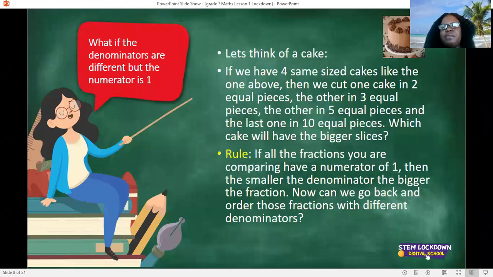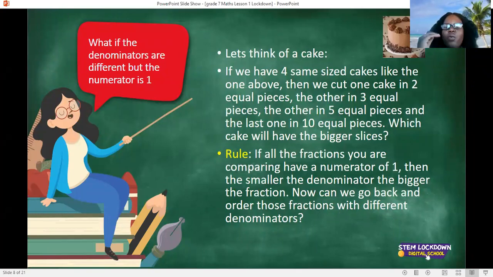One that is cut in 2 has bigger pieces. You are right. So if all the fractions that you are comparing have a numerator of 1, then the smaller the denominator, the bigger the fraction. This only applies if your numerators are 1 and the denominators are different.